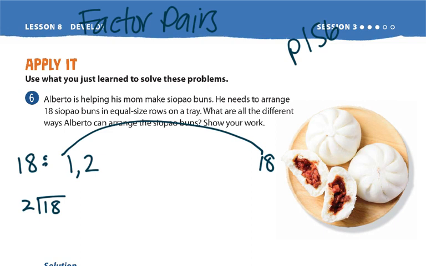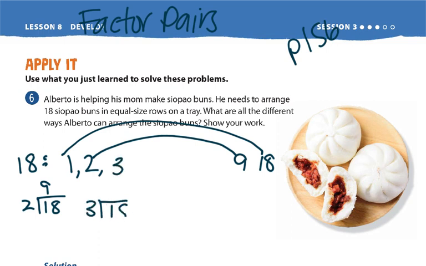6 times 2 is 12. 7 times 2 is 14. 8 times 2 is 16. 9 times 2 is 18. 9. So I say 2 and 9 are a factor pair. Now I can only do the numbers in between. So between 2 and 9. So let's do 3. How many times will 3 go into 18?